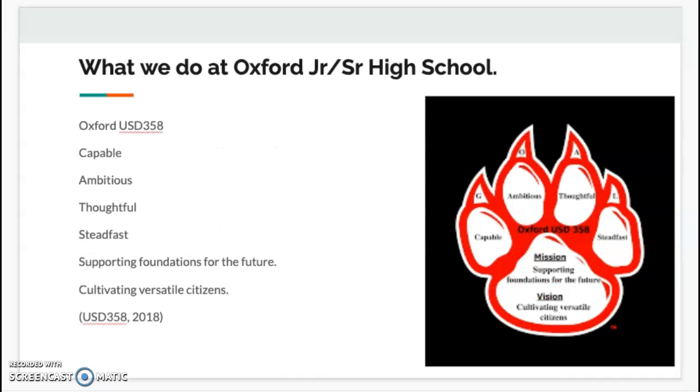So what do we do here at Oxford Junior Senior High School? We create a culture that is capable, ambitious, thoughtful, and steadfast. We try to support foundations for the future, and we are trying to cultivate versatile citizens. And that's not just in my class, but that is a goal of every teacher here at USD 358.